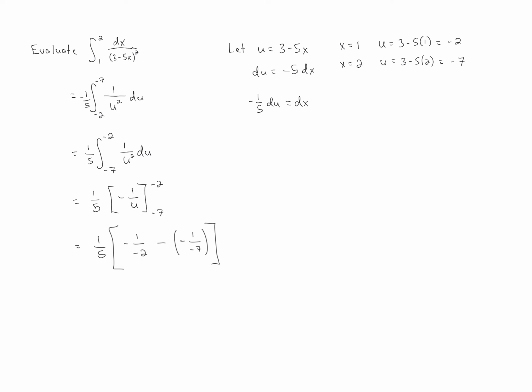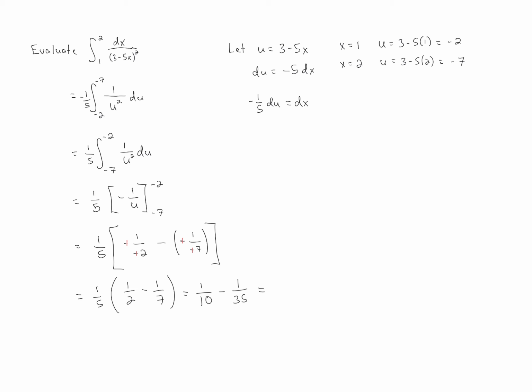Okay, so we've got so many negatives canceling out. Goodness. These two cancel, and those two cancel, but we do still have a subtraction in the middle. So this is going to be 1/5 times 1/2 minus 1/7. And when we distribute that 1/5, that's going to make it 1/10 minus 1/35.